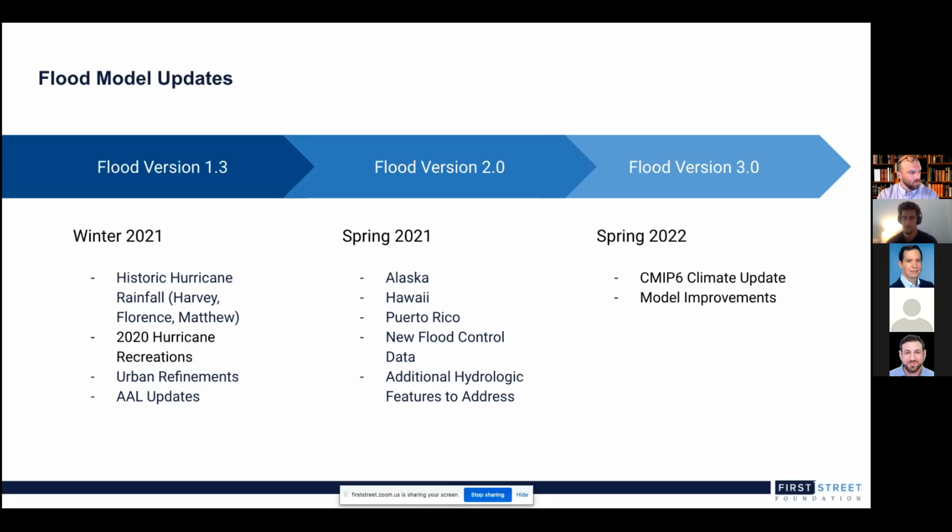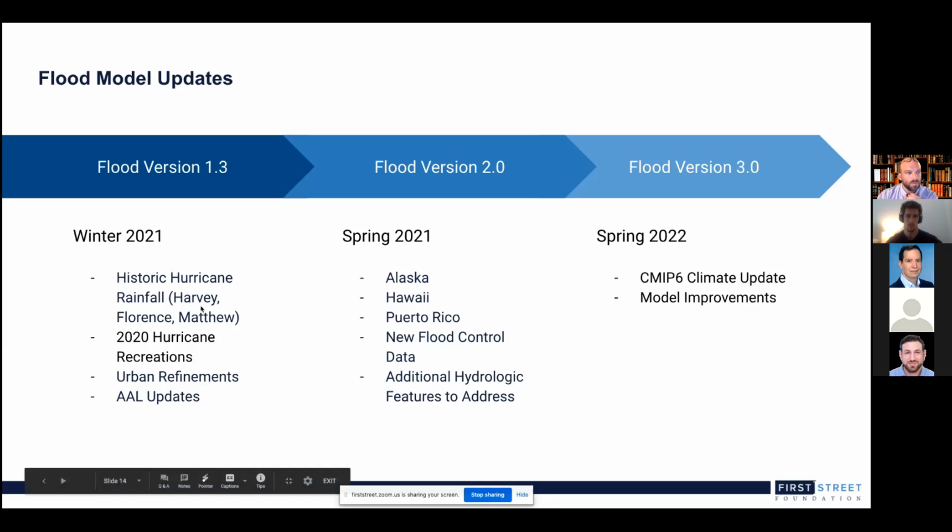And then we'll also shoot for a version 3 even further down the road. We're looking at 2022, where we will update our climate data from CMIP 5 to CMIP 6. And of course, we'll have various other model improvements in that time. But that's obviously a long ways out. But to start working with the climate data, we need kind of a longer lead time with that. So that's why we're charting that out at the moment.